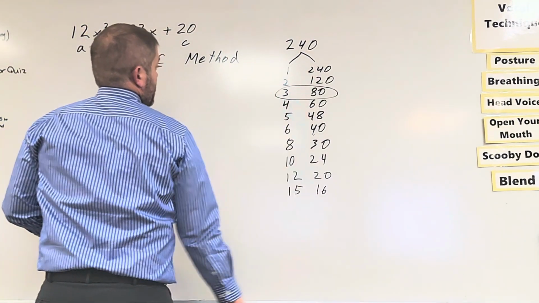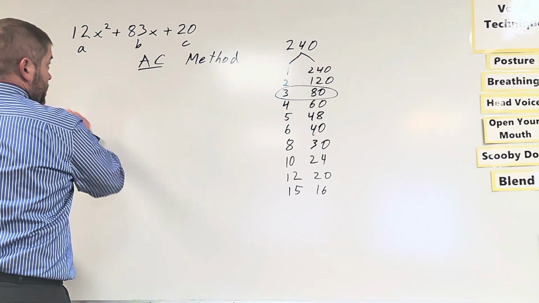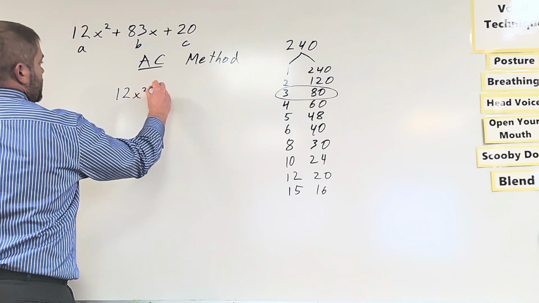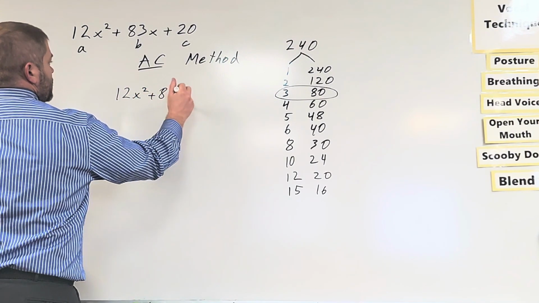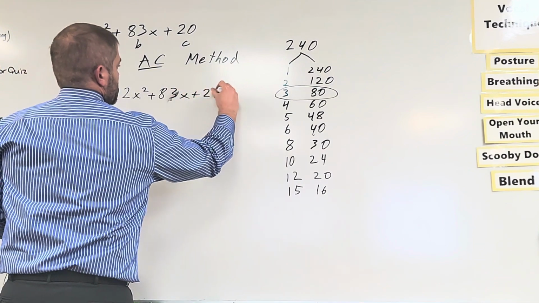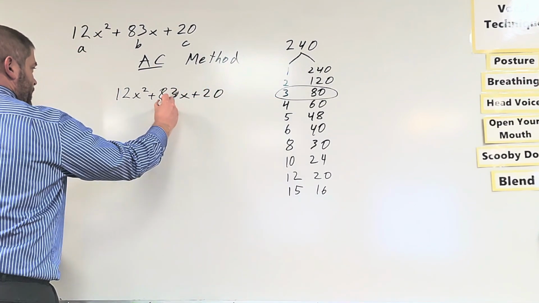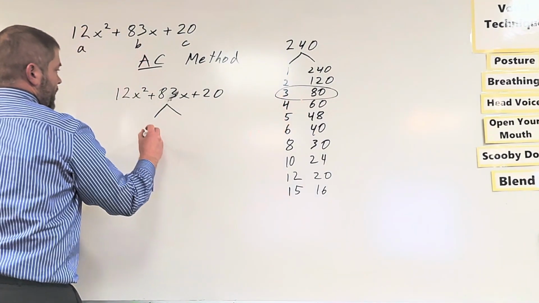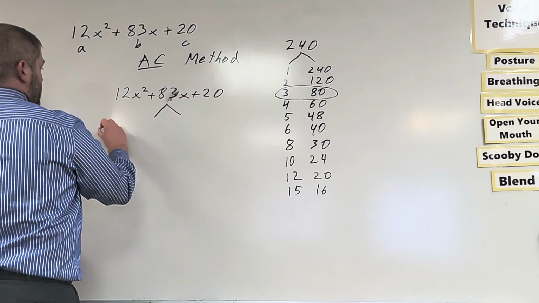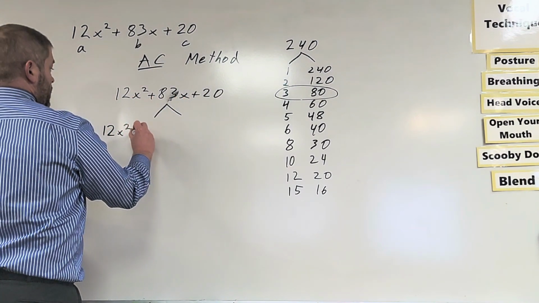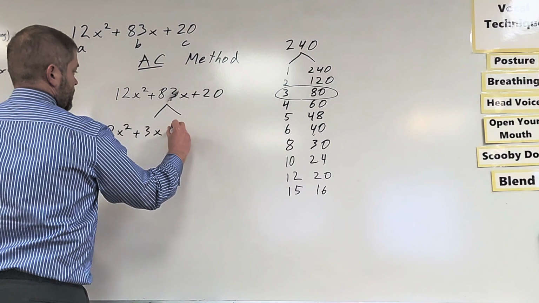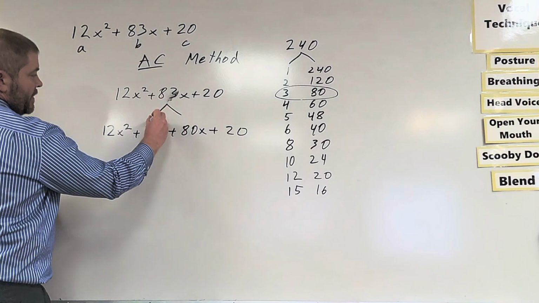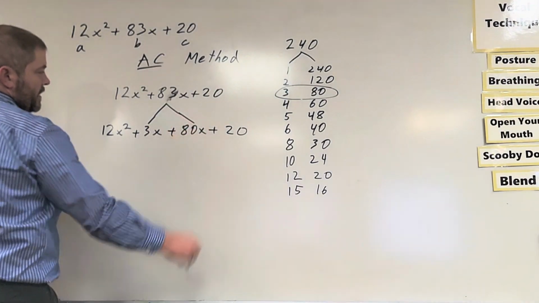So we would take this 3 and this 80, and let me just write down my original again, down below here. We would take this 3 and this 80, and we would split it up. We'd split this 83 into that 3 and that 80, and rewrite this quadratic. It'd be 12x squared plus 3x plus 80x plus 20. So notice how that 83 is now split into 3x and 80x.